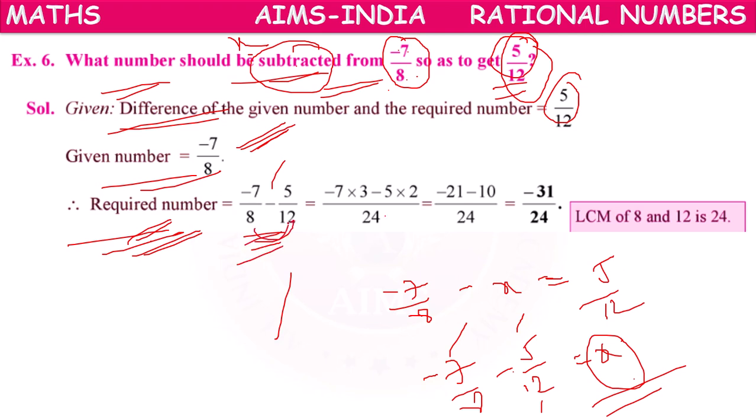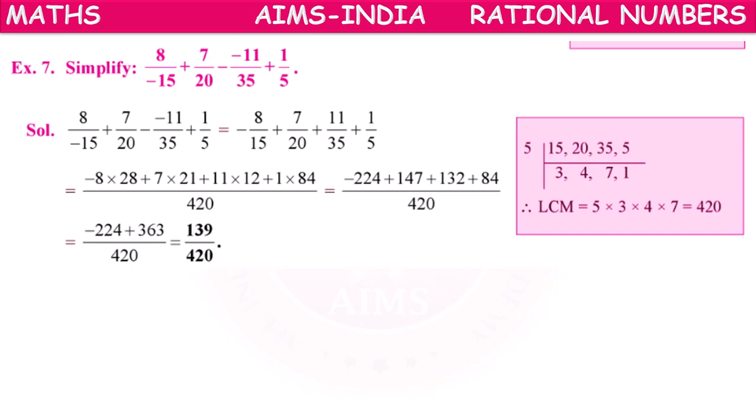8 into 12 how much? LCM how much? 24. 8 3 times 24. 3 into 7. Here in the middle we have minus. Let's take minus as it is without changing into addition. 12 2 times 24. 2 into 5, 10. We will write directly without help of addition. Minus 31 by 24. In this way also we can find the answer.